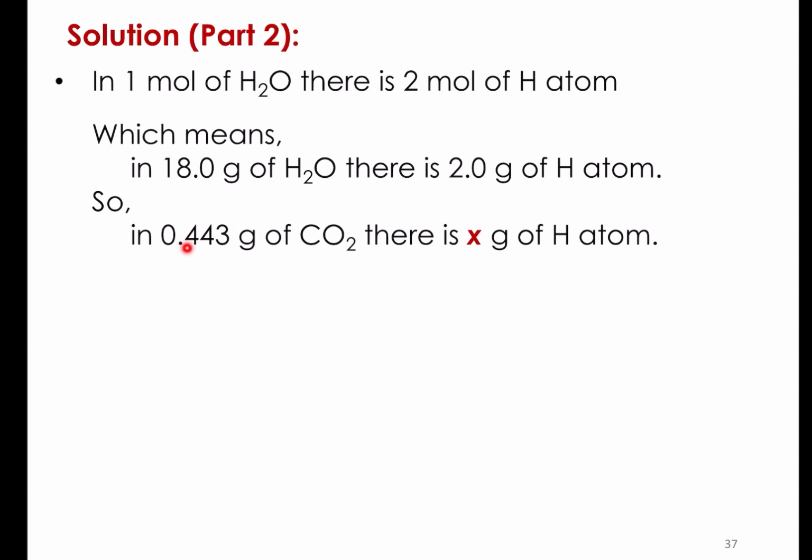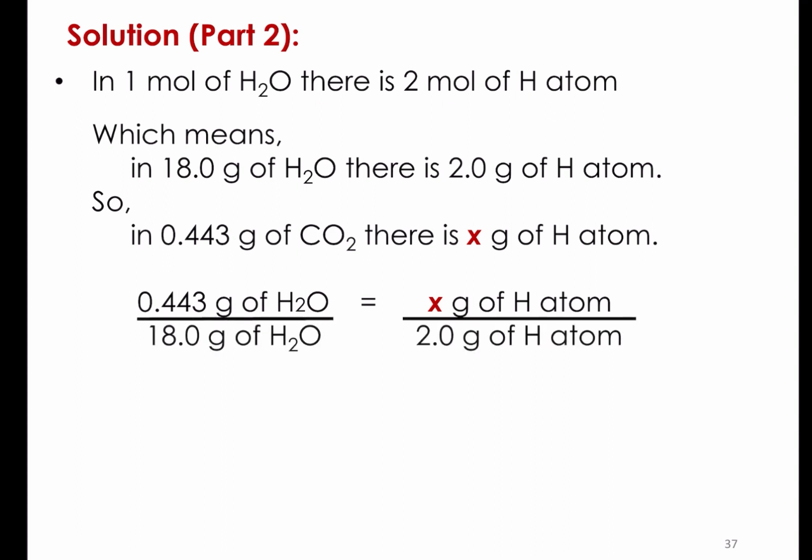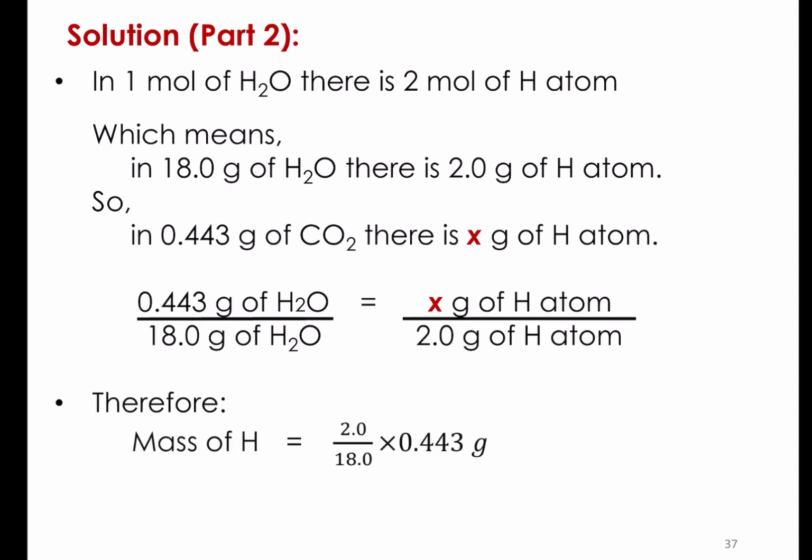I got 0.443 gram of water, which has X gram of H atom. This is what I'm going to find out. So, do the comparison. You will have between H2O and H atom. So, darab silang macam biasa. So, therefore, you will get mass of H dalam kes ini adalah X awak, iaitu 0.0492 gram. So, this is the solution for carbon and hydrogen.